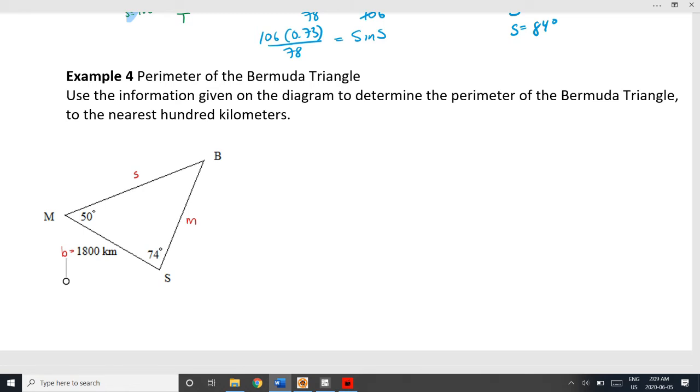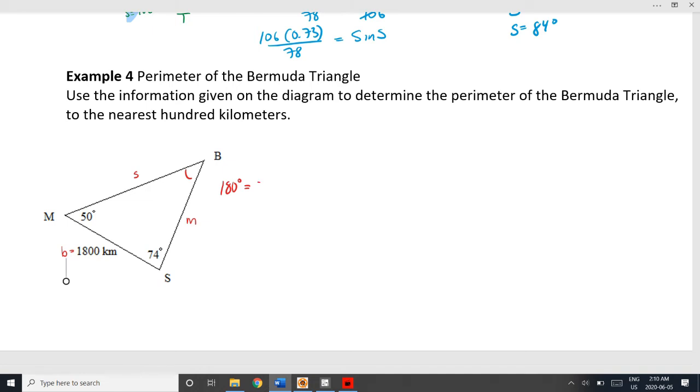Now looking at this, we can see we have two angles and one side, but we're missing our key to using the sine law, which is having an angle and the opposite side. And so we need to find that, and we can find that using the principles of triangles. That is, all the angles have to add up to 180 degrees. So let's find what angle B is by subtracting the sum of these two from it.